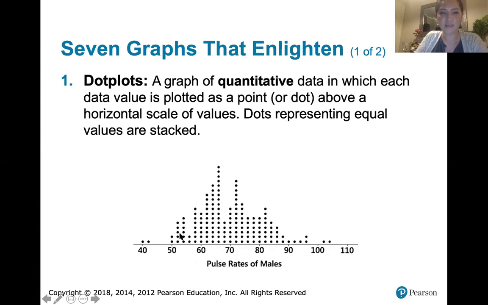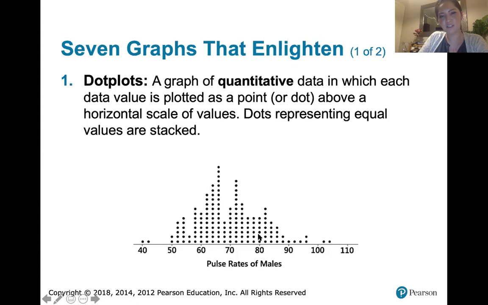There were 5 that had a pulse rate of 52, 6 that had a pulse rate of 54, 2 that had a pulse rate of 56. I don't know how many dots that is. 1, 2, 3, 4, 5, 6, 7, 8 men that had a pulse rate of 58. And then 7 men that had a pulse rate of 60, and so on. So if you look above a value, like above this 80 right here, you see the number of men that had a pulse rate of that value.